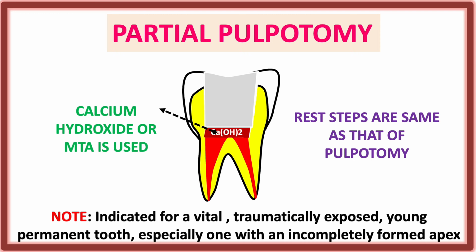So, what is the meaning of traumatically exposed? Traumatically exposed means you are going to restore a deep carious tooth which is close to the pulp and the pulp is accidentally exposed. This is what we call traumatically exposed.